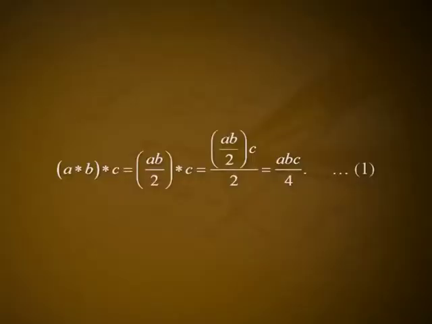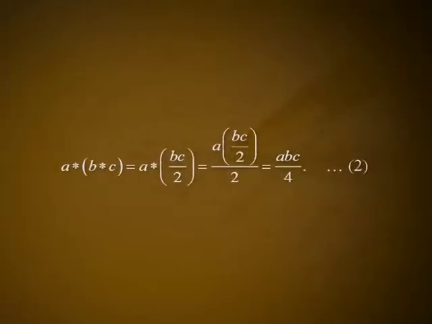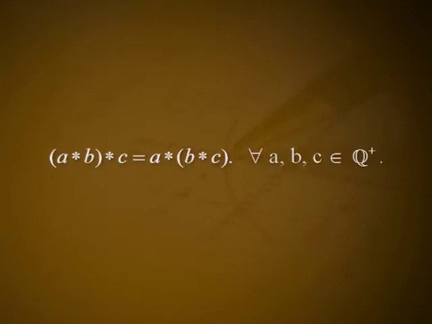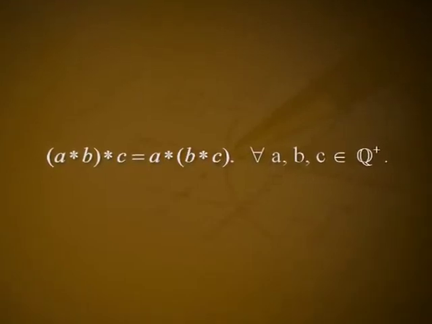G1. Let A, B, C belong to Q plus. Then (A star B) star C is equal to AB by 2 star C, which is equal to AB by 2 into C by 2, which is equal to ABC by 4, equation number 1. A star (B star C) is equal to A star BC by 2, which is equal to A into BC by 2 by 2, which is equal to ABC by 4, equation number 2. RHS of 1 and 2 are the same and hence we have (A star B) star C is equal to A star (B star C) for every A, B, C in Q plus.